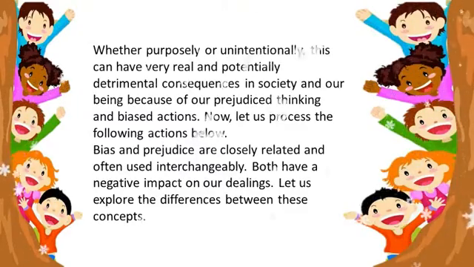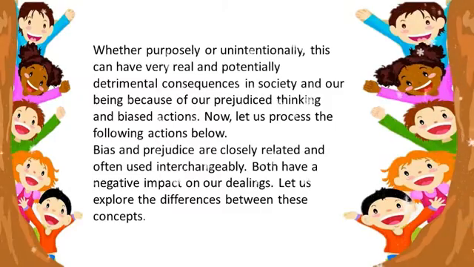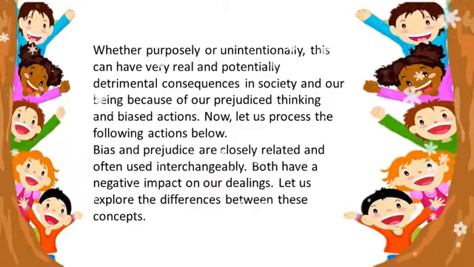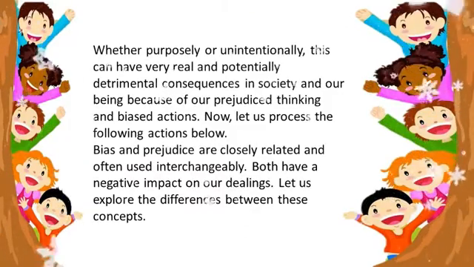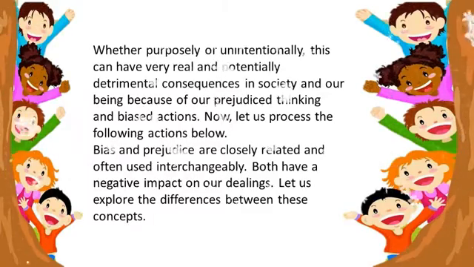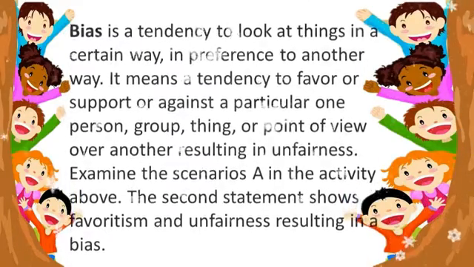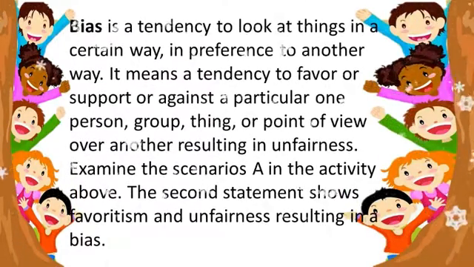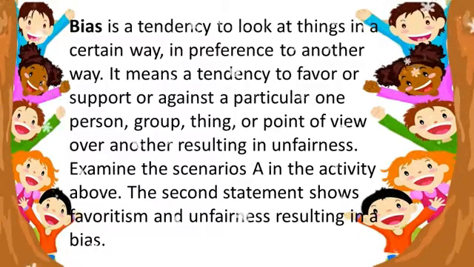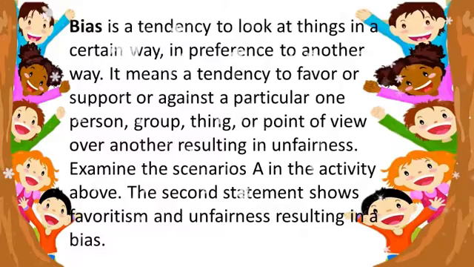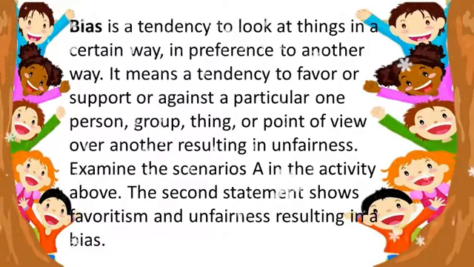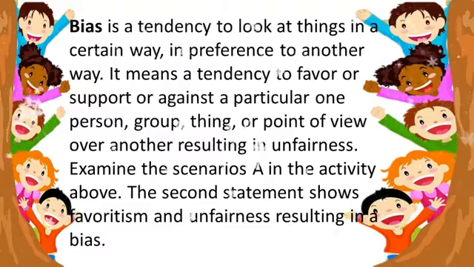Okay, so bias and prejudice are closely related and often used interchangeably. Both have a negative impact on our dealings. So let us explore the differences between these concepts. Bias is a tendency to look at things in a certain way in preference to another way. It means a tendency to favor or be against a particular person, group, thing, or point of view over others, resulting in unfairness.